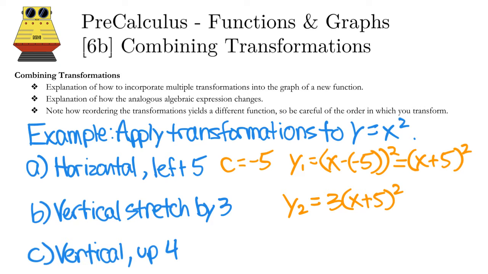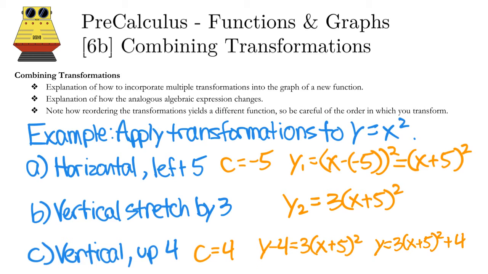For part C, the c value is +4, so we have y minus 4 equals 3(x plus 5) cubed. Then if we solve for y, we have y equals 3(x plus 5) cubed plus 4. And we could call that y sub 3 if we want to. We could also expand that out, but there's really no need to.